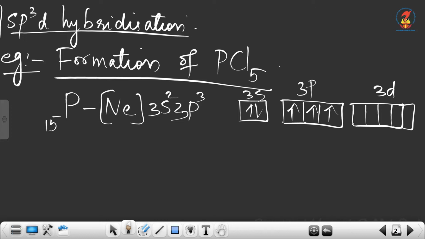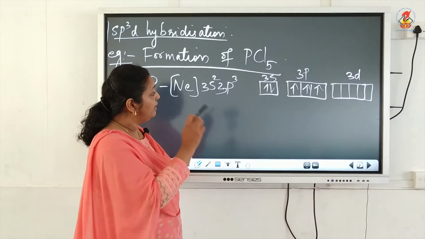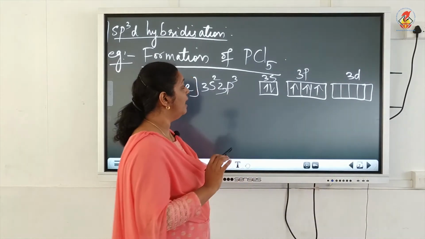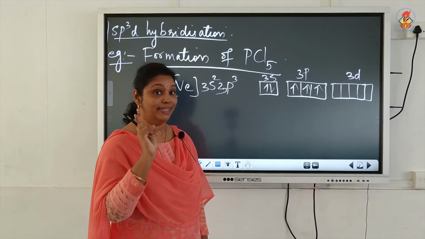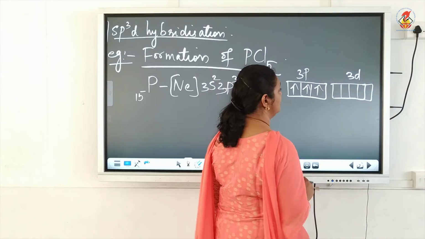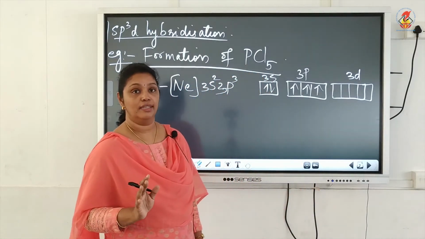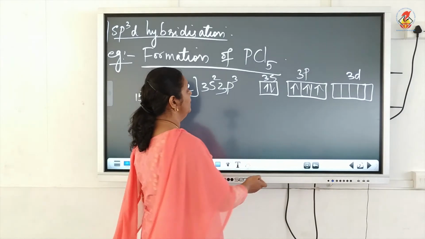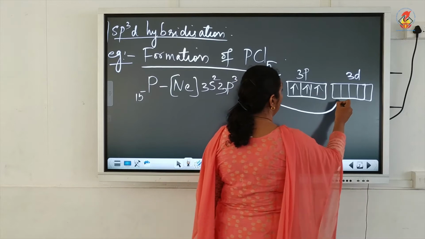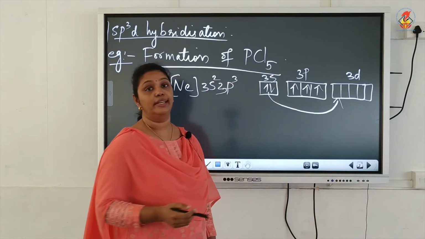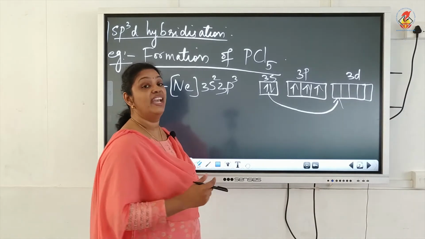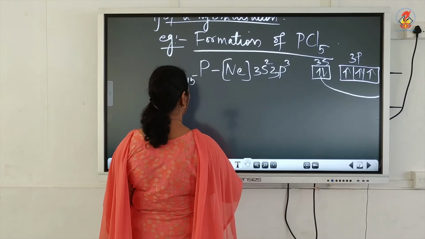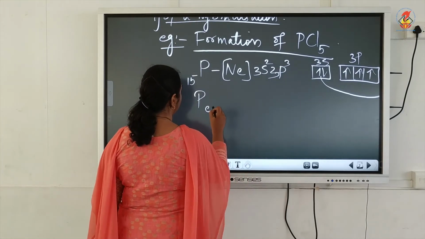Okay, now what will happen? We have only 3 half filled 3p orbitals, and we know the hybridization is sp3d. But you can see in the ground state of phosphorus, the d orbital is vacant. So what will happen? Phosphorus will get excited, and in the excited state, one of the electrons from 3s orbital will be promoted to vacant 3d orbital, and it results in sp3d hybridization. So next I am going to draw the orbital diagram for phosphorus in excited state.